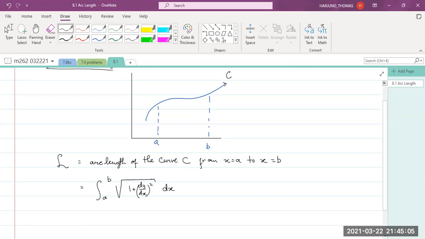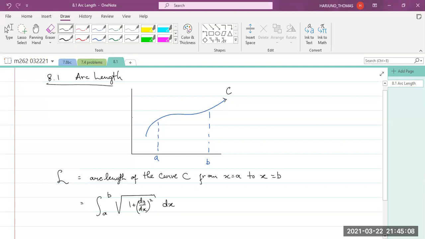Now you can also do the integral this way. Let me use red color. Let's say this is from, I don't want to use C for curve, this is from D to E. Okay, now that equals the integral from D to E of the square root of 1 plus dx/dy squared, the derivative of x with respect to y instead, dy.